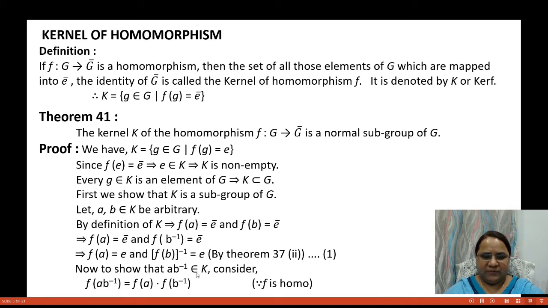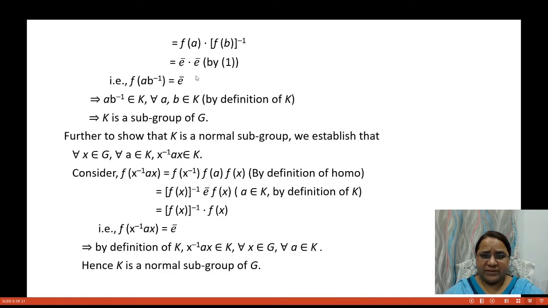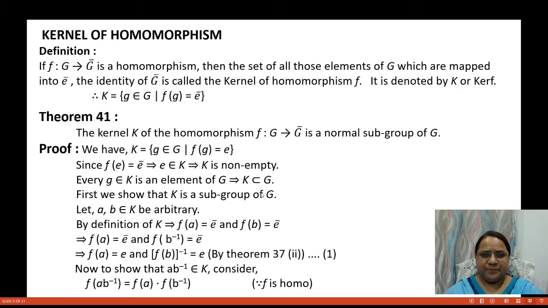To show that a b inverse belongs to K, consider f of a b whole inverse. By using the definition of homomorphism, we can write f of a b inverse as f of a dot f of b inverse. Next, this f of b inverse can be written as f of b whole inverse, keeping f of a as it is. As you know, they have the image e bar, so it is e bar dot e bar, again by equation 1. We have written it here, right?